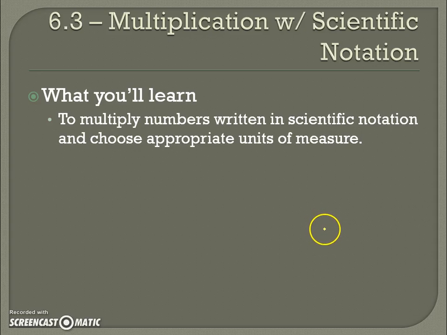Hey guys, we're going to be continuing here with Chapter 6, and today we're applying what we worked on last lesson, where we're going to multiply with scientific notation. It says to multiply numbers written in scientific notation and to choose appropriate units of measure, which is what we'll look at the end of this section.